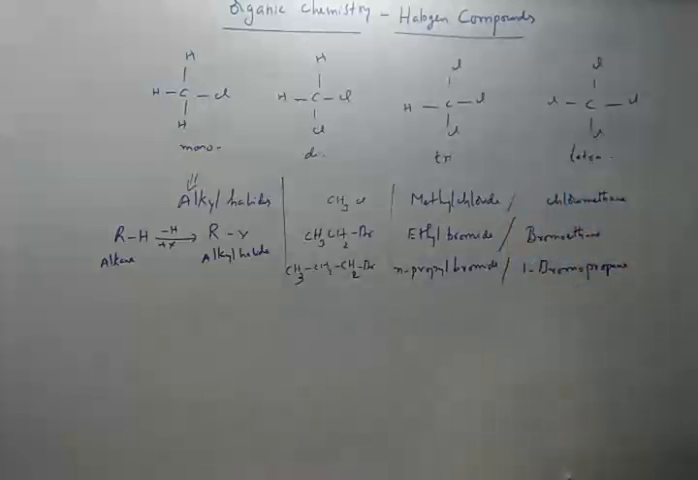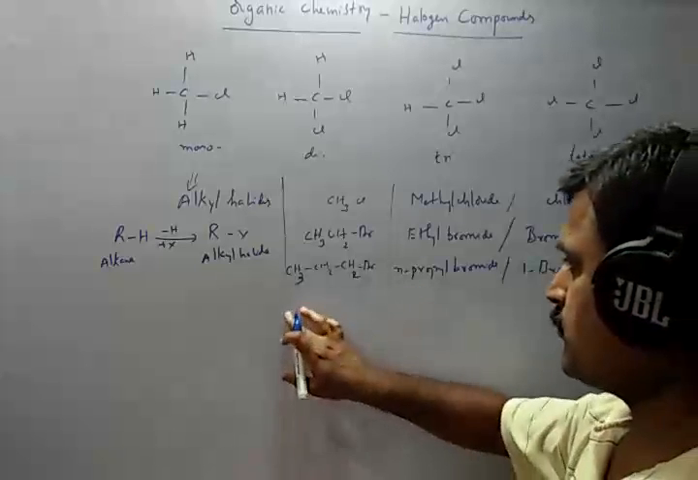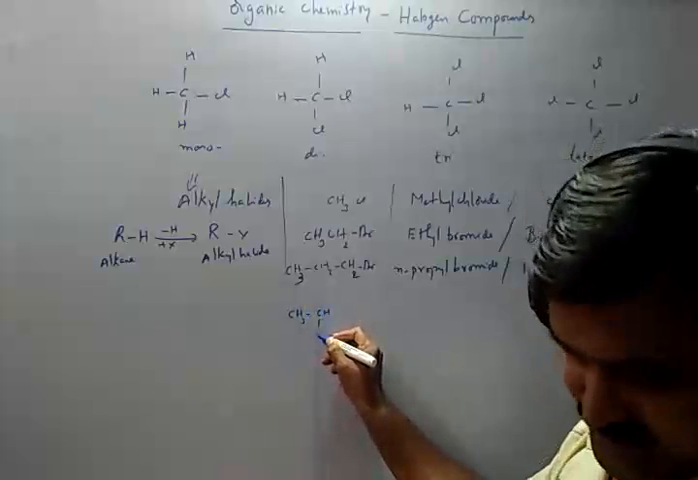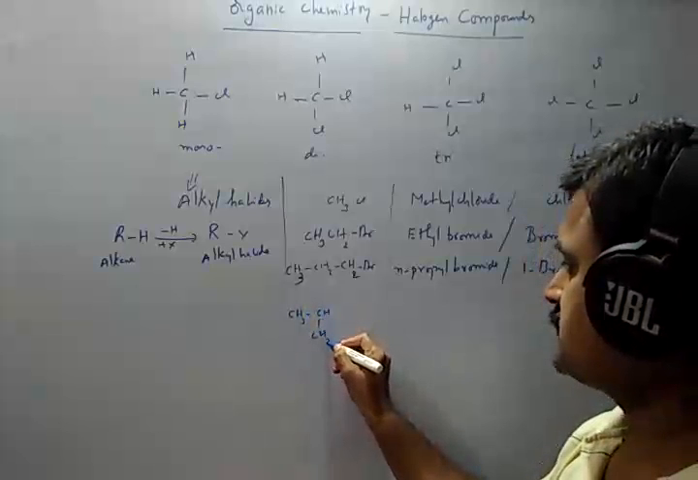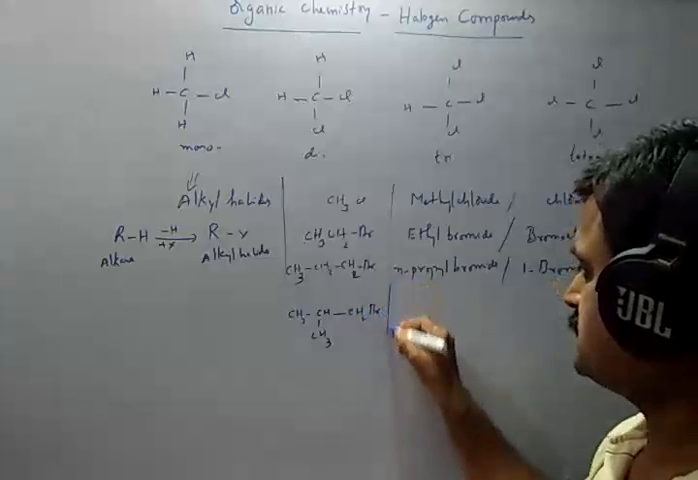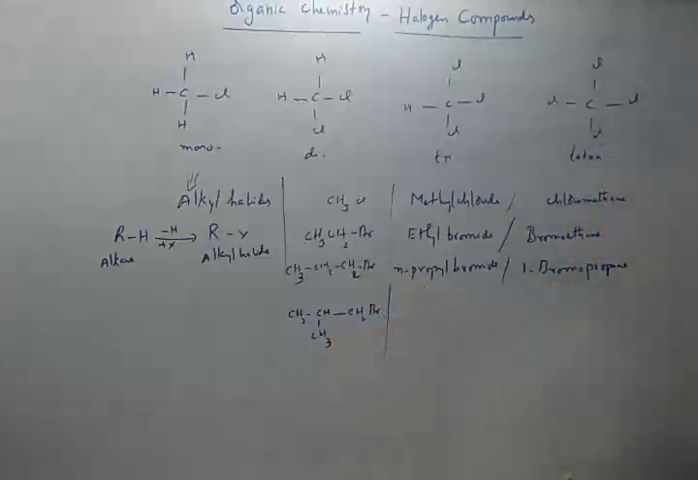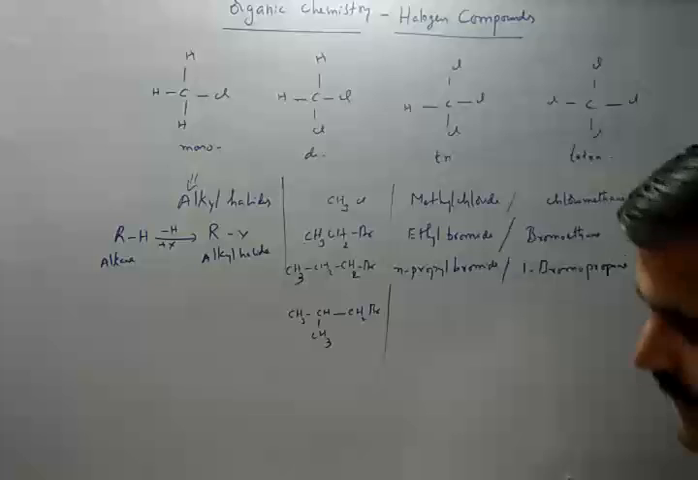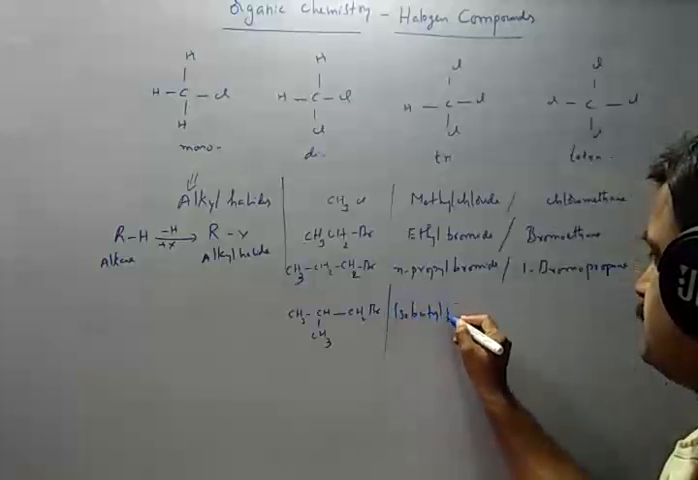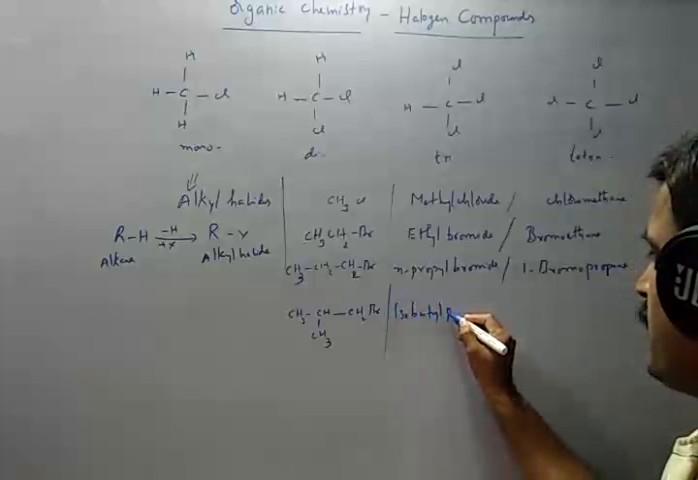In the same fashion, if we have 4 carbon atoms in a branched carbon chain, how can we name that compound? Let us see, we have CH3, CH, CH3, CH2Br. For this compound, we call it isobutyl bromide.